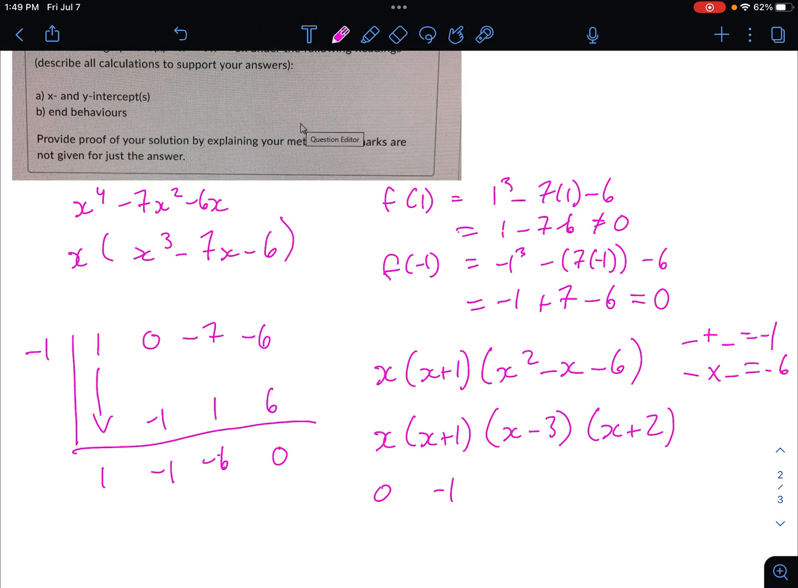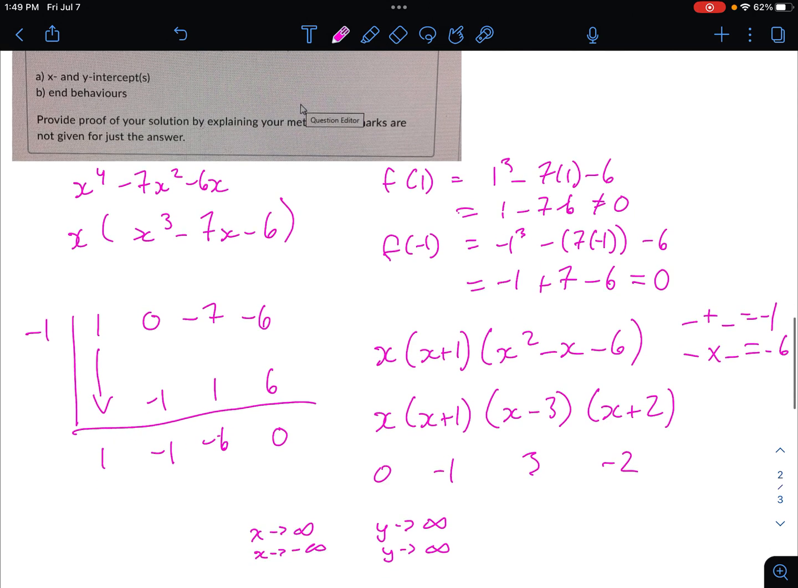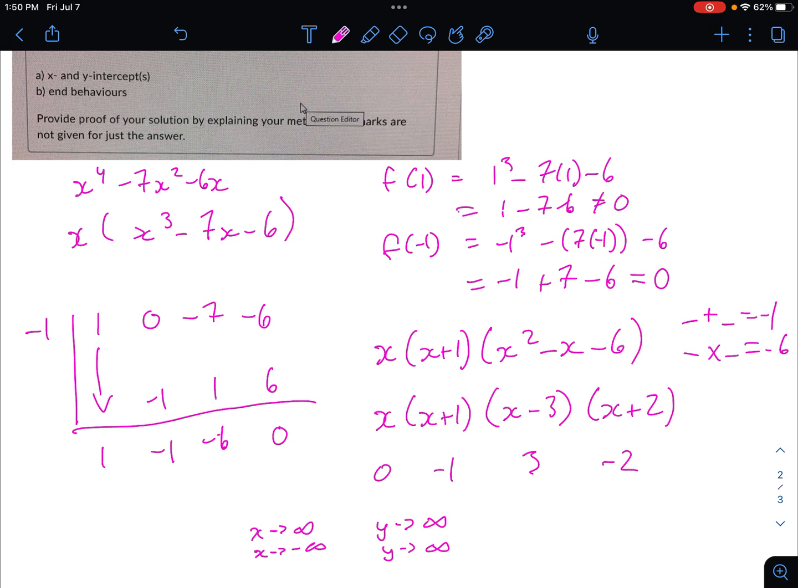Now that you have your x-intercepts, you have 0, -1, +3, and -2. You know it's degree 4, and it's positive, so the end behaviors are just going to be as x approaches infinity and as x approaches negative infinity, they're both opening up, so y is going to approach positive infinity for both of those. And the nice thing is, if you have an x-intercept of 0, you know that your y-intercept is also going to have to be 0 as well.